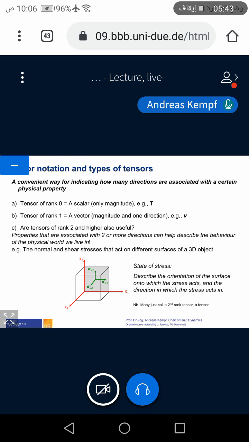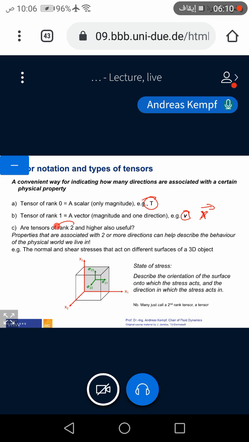One more question, tensors. Which type of tensors do we need? Obviously, a tensor of rank 0 is a scalar, so it's only a magnitude. For example, the temperature T that we have here. A tensor of rank 1 would be a vector. It has a magnitude, but it also has a direction, so it's not unidirectional. One example would be the velocity vector v, or the location vector of a point x.